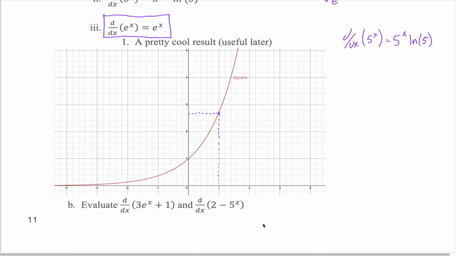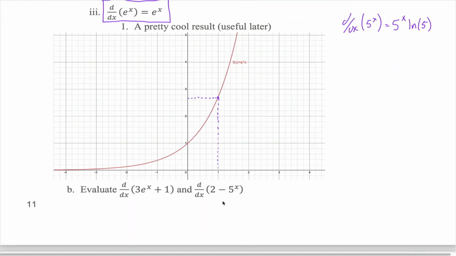To see if that made sense, let me give you an example to do. Could you evaluate these two expressions? Don't forget the rules that you've already learned, right? This first one is 3 times the derivative of e to the x power plus the derivative of 1. I'm using my derivative sum rule and my constant multiple rule here. I got 3 times the derivative of e to the x, which is just e to the x, plus the derivative of 1. 1's a constant, so it's 0. I got 3 e to the x plus 0, or just 3 e to the x.